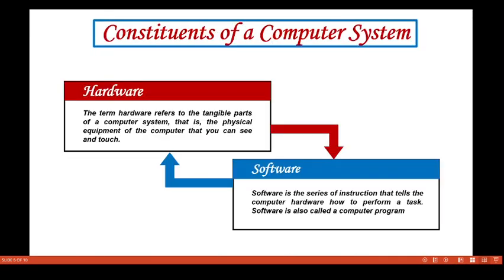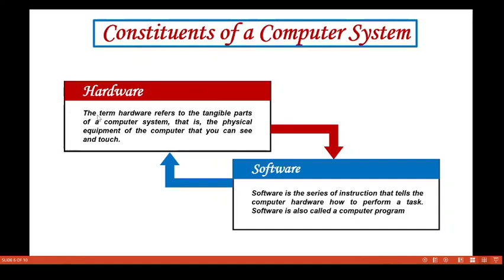And the next thing is constituents of a computer system, or categories of a computer system. There are two constituents of a computer system, which are hardware and software. Your computer cannot work without both: if you have hardware and you don't have software, there's no way your computer can work. And if you have software and you don't have hardware, there's no way your computer can work. So these are the two constituents of a computer system: hardware and software.